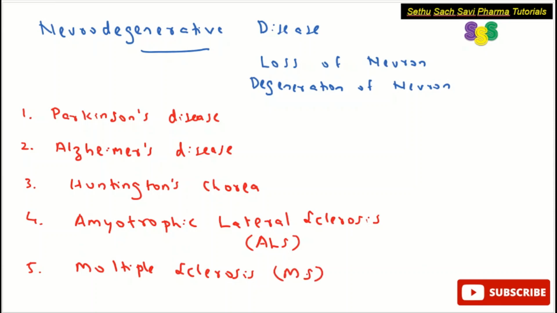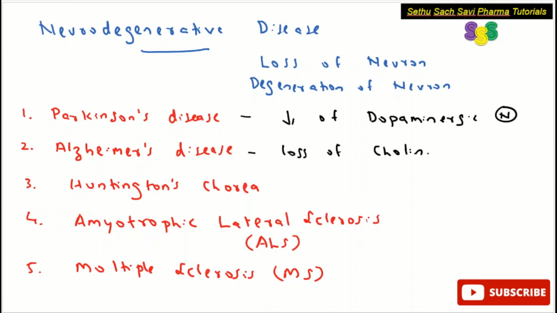Okay, so for the time being, let's look into what all these disorders are. As you all know, in Parkinson's disease, there will be a decrease or loss of dopaminergic neurons. Now coming to Alzheimer's disease, one reason is the deposition of amyloid plaques in the hippocampus. Another reason is the loss of cholinergic neurons.